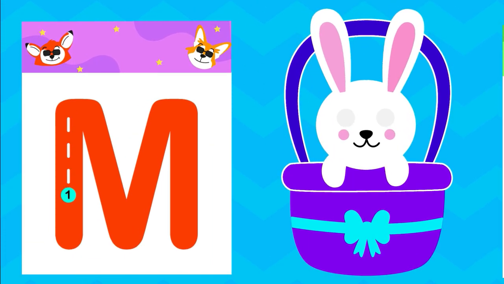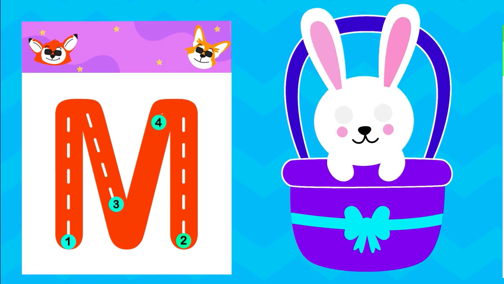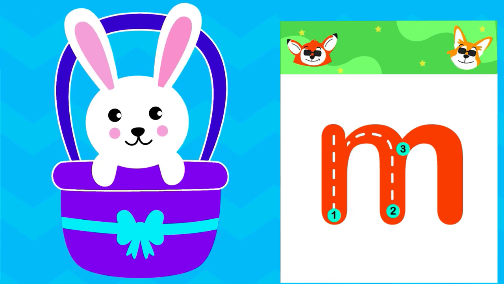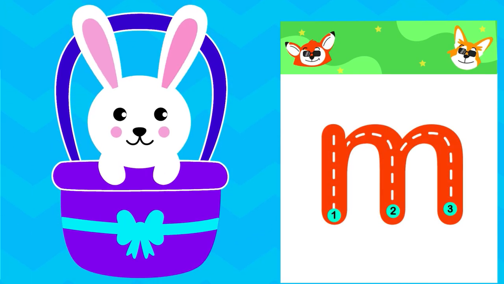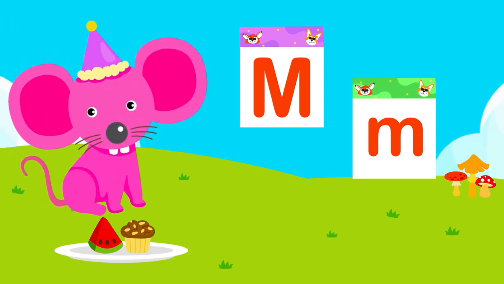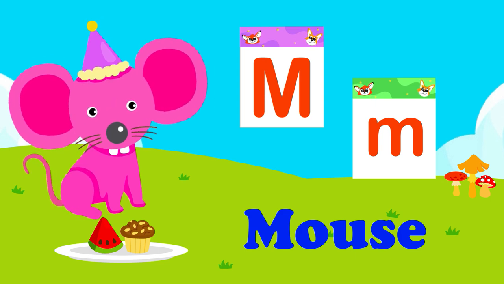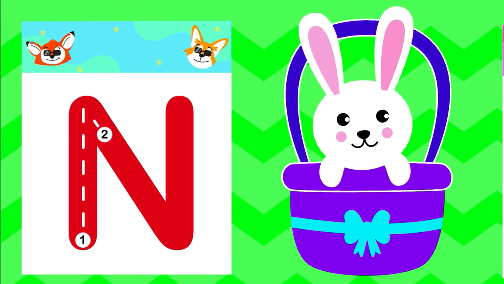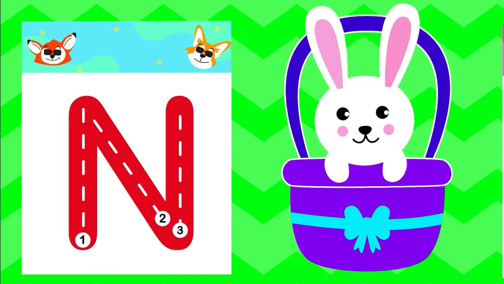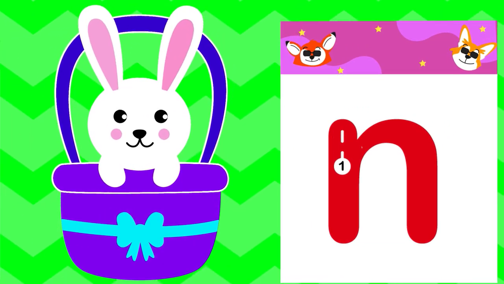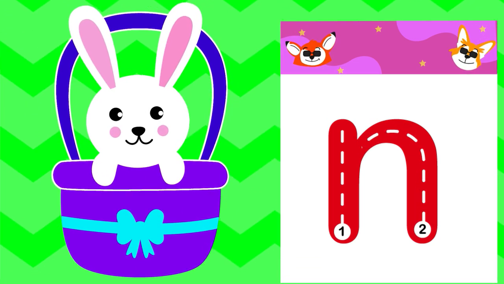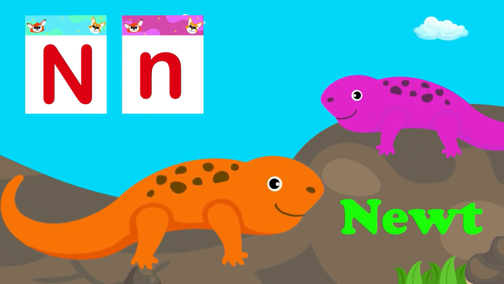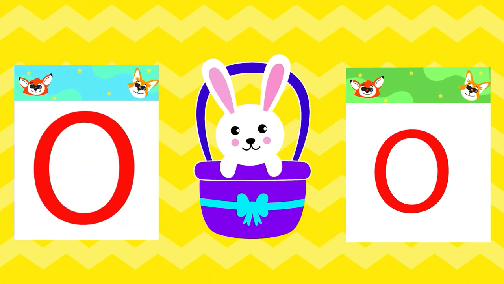Now the letter M. 1, 2, 3, 4. It's an M. 1, 2, 3. It's an M. M. Mouse. M. Let's write the letter N. 1, 2, 3. It's an N. One, two, it's an N. N. Nut. O, let's write the letter O.